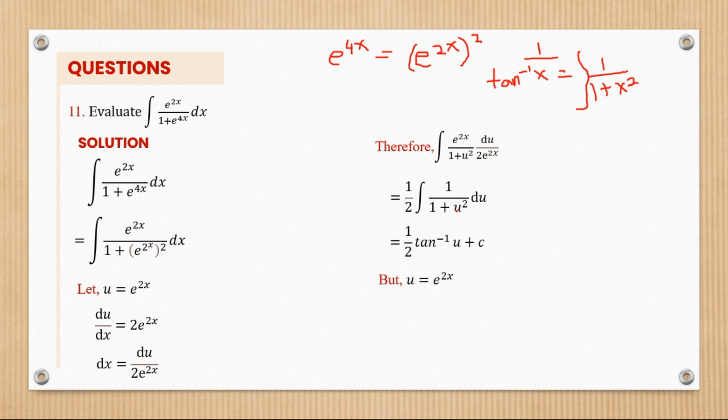But remember that u is equal to e^(2x). So when you substitute that back, we have a half tan inverse of e to the power 2x plus c as our final answer.